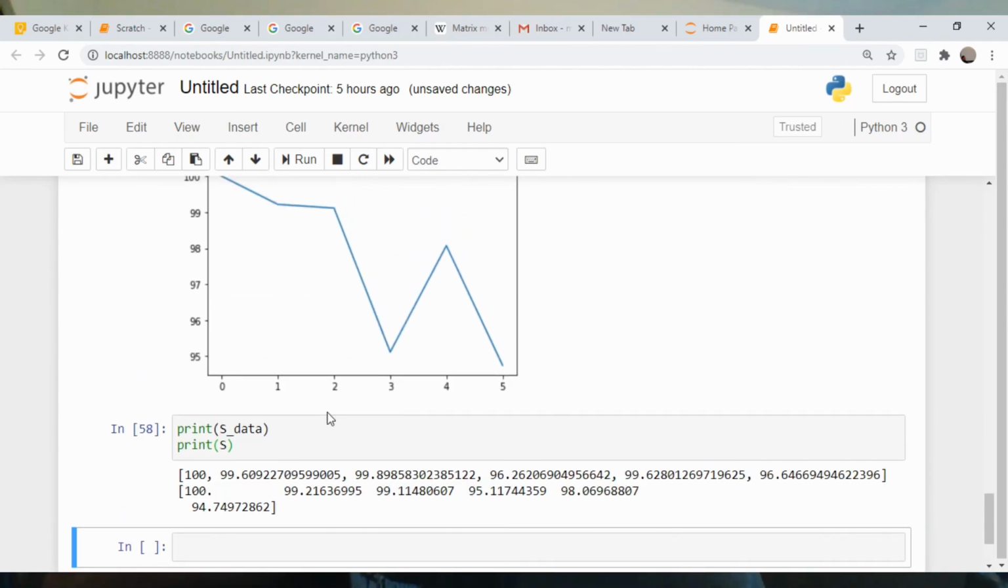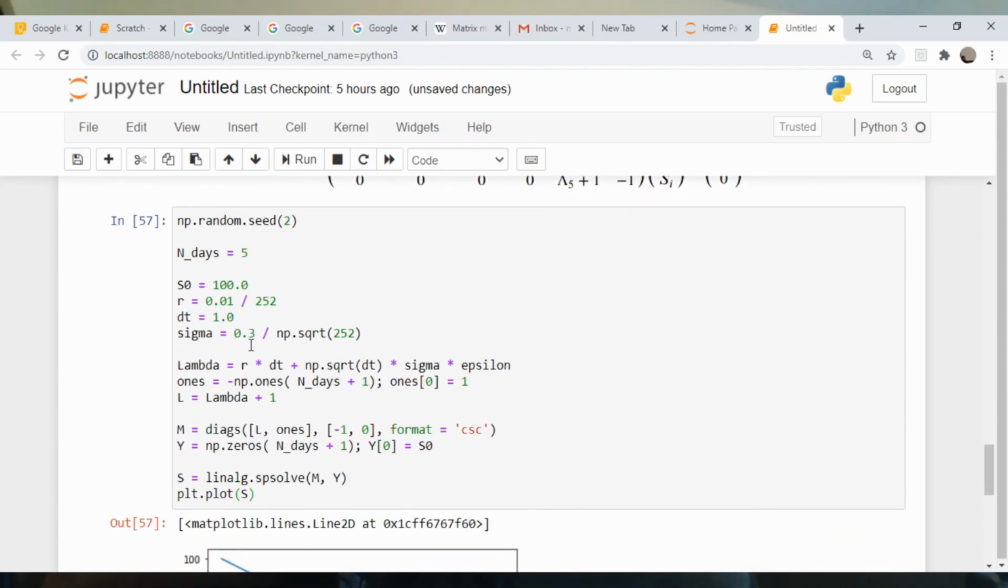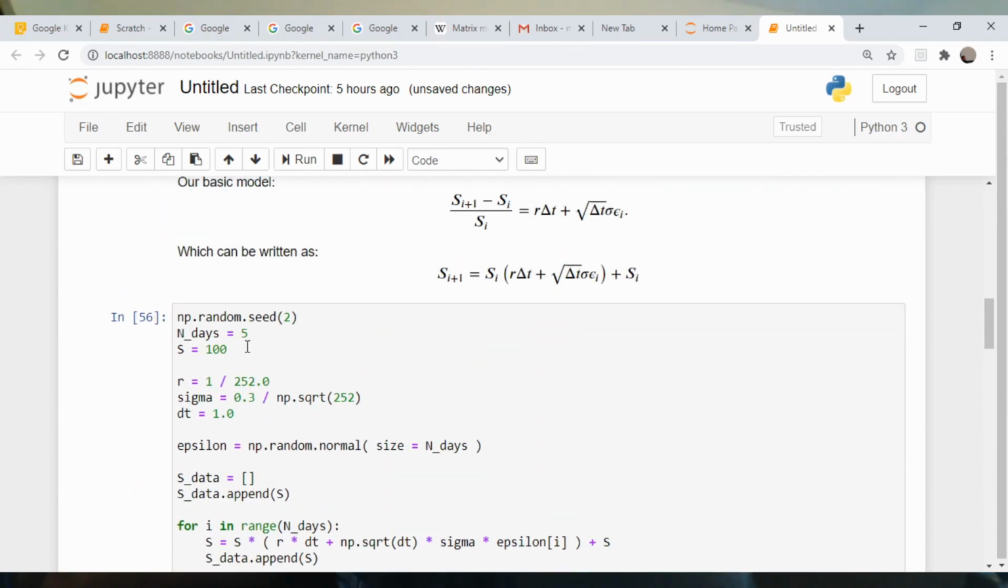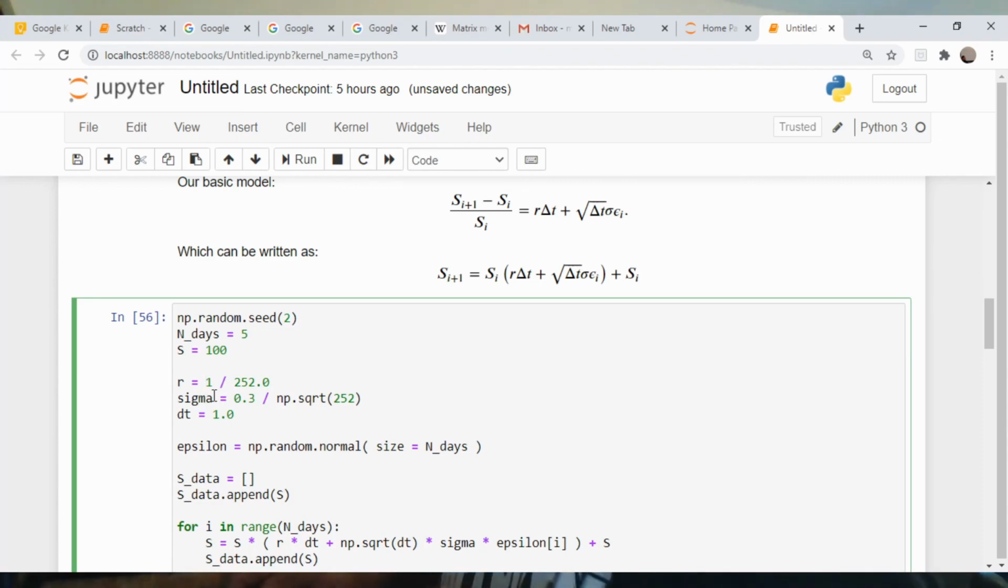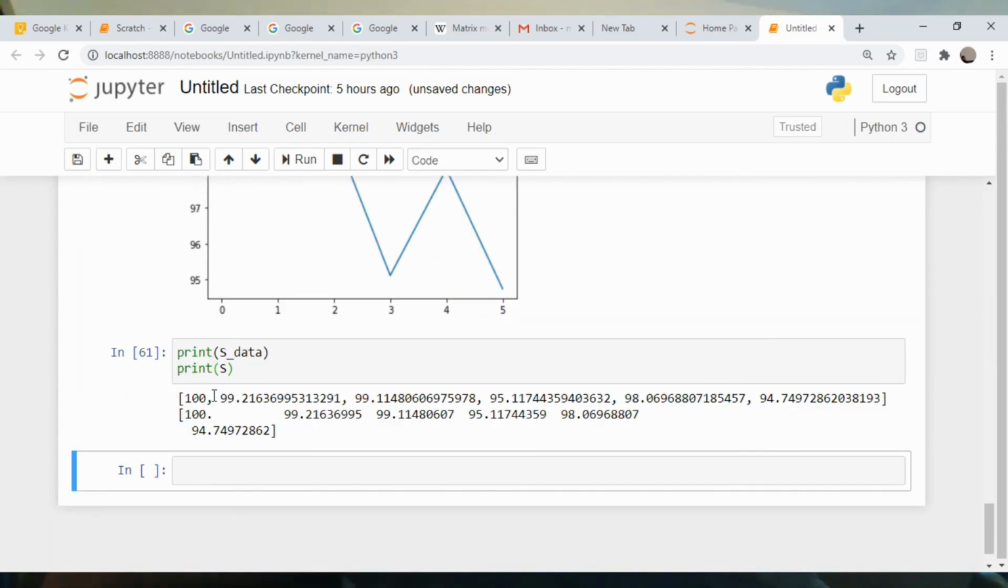So there's something a little fishy going on here. The plots look the same. Are these numbers the same? 1%, 1, 30%. Oh, 100% for the risk-free rate up here. So 0.01. So let's run that again. And now we see that they're identical. 100, 99.216, 99.216. What's the last element over here? 94.749, 94.749.